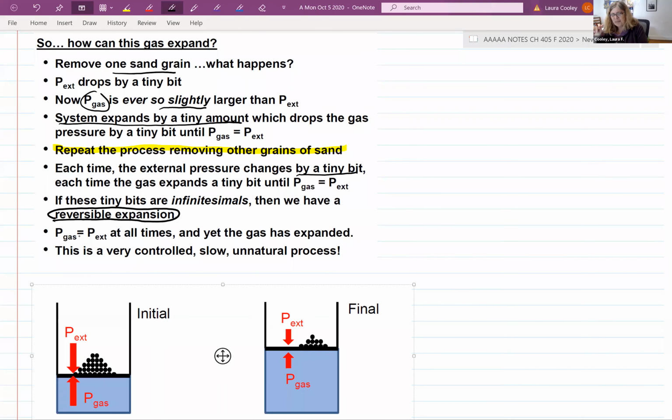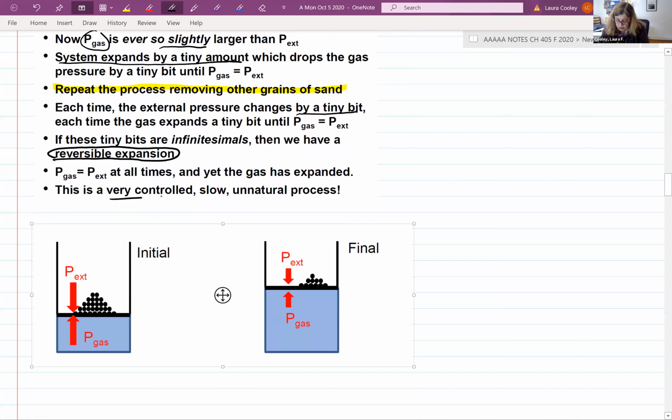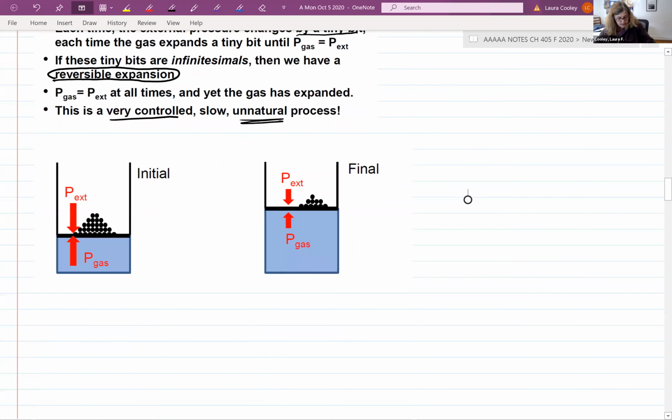But of course, it has to be that infinitesimal. Otherwise you wouldn't have that expansion, okay? And yet the gas has expanded. So this is very controlled. It's also very unnatural, okay? So here are what the initial and final situations look like, okay?